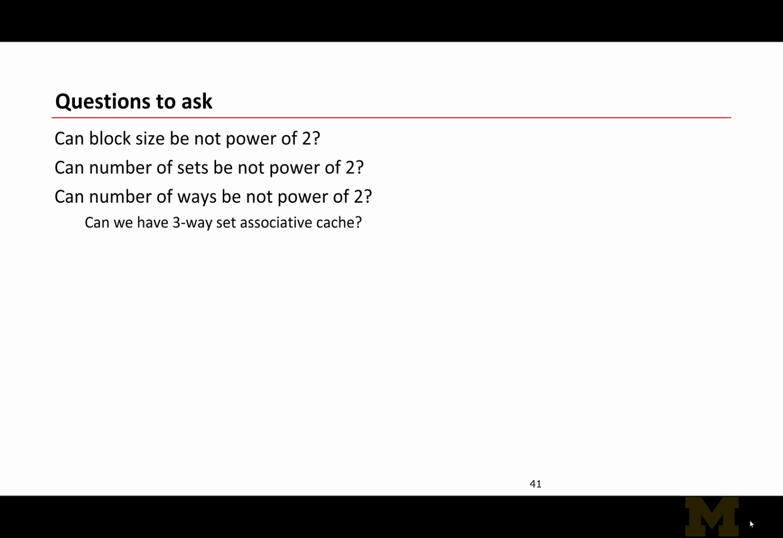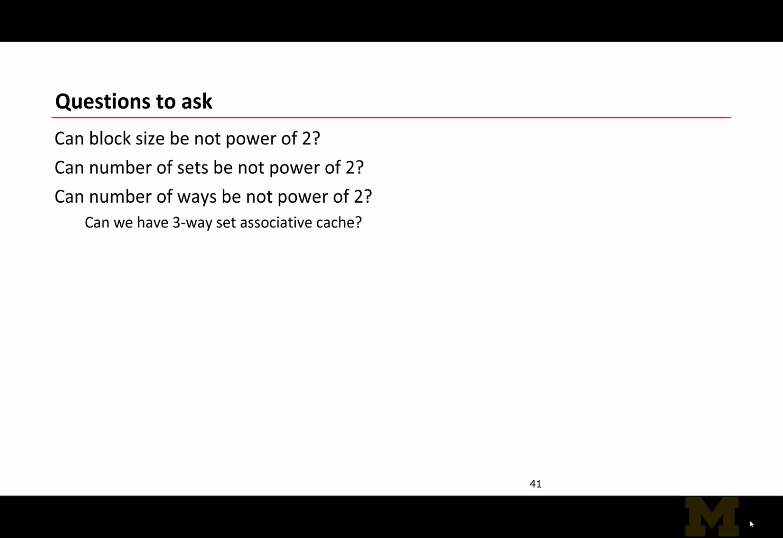So let's start with some simple questions. Can the block size be not a power of 2? Can the number of sets be not a power of 2? If you recollect, the way that we define block size impacts the number of bits that we would use in the address. So it is natural to assume that the block size and the number of sets would be a power of 2, because we are going to use X number of bits from the address, and so you want the number of bytes in the block or the number of sets to be 2 to the power of X.